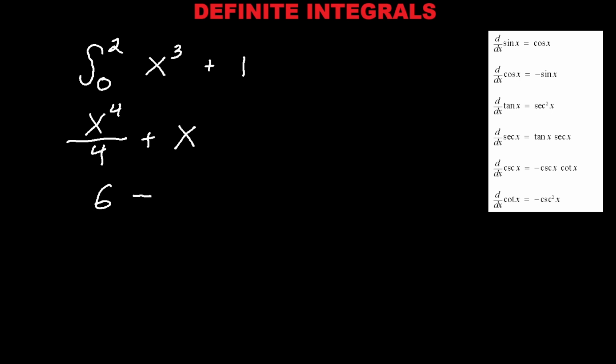And for the second part of this, we're going to subtract f of a, and this time a is going to be 0. Well, if I put 0 in here, I would have 0 to the fourth over 4 plus 0, so this is just going to be 6 minus 0. So the final answer is 6.